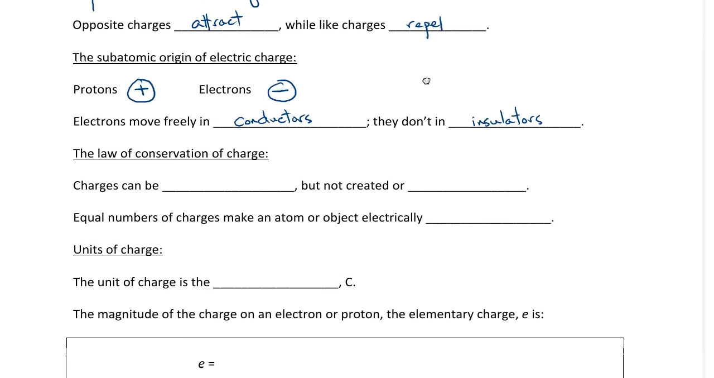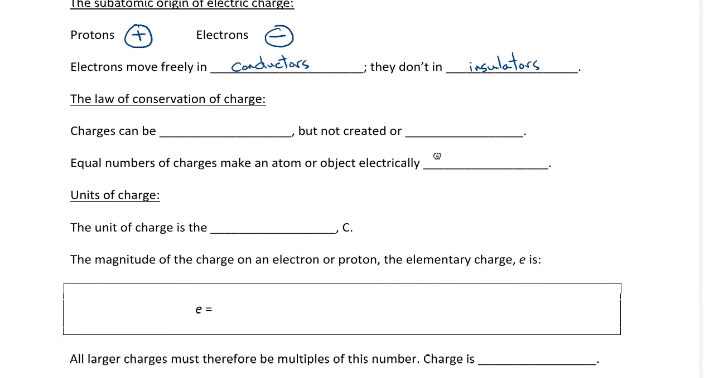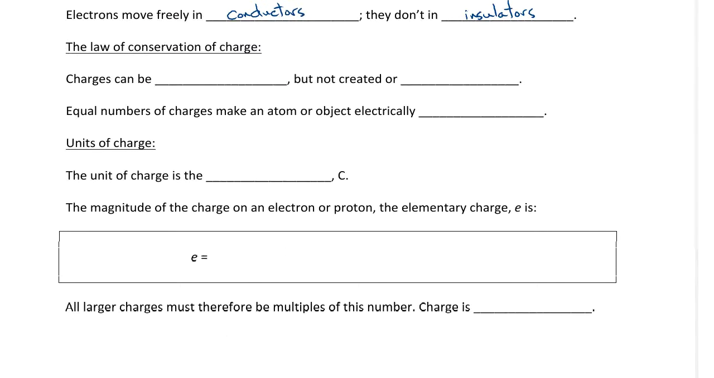Now, the law of conservation of charge tells us that you can separate charges but not create or destroy them. So charges can be separated, and in fact that's what you're doing when you're rubbing the balloon on your hair, but you can't create or destroy charges. You can't create or destroy electrons. And equal numbers of charges, so equal numbers of positive and negative charges, are going to make an atom or an object electrically neutral. It doesn't mean that there's no protons or electrons in that object. It means that there's an equal number.